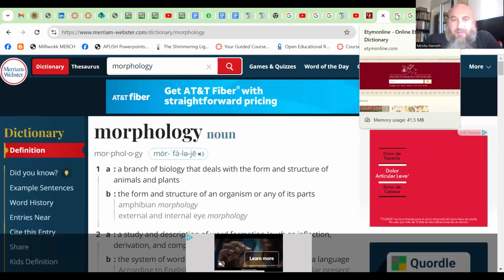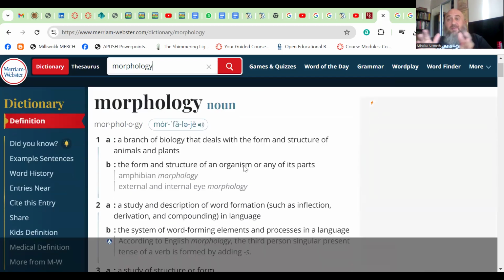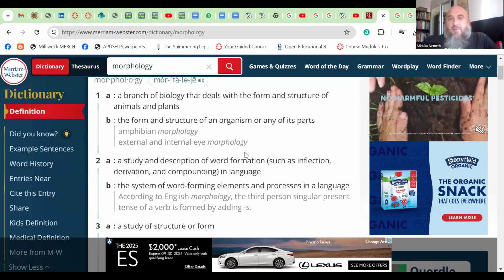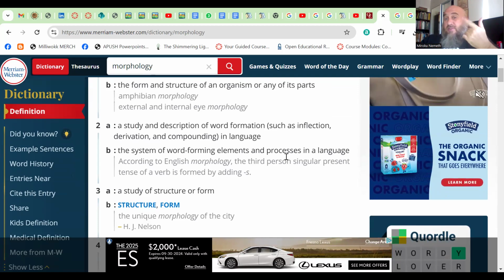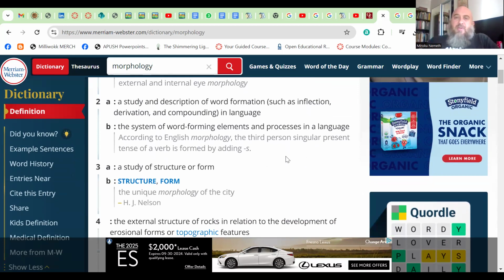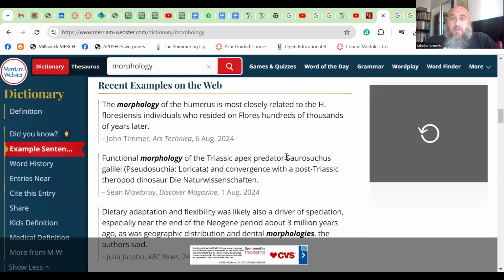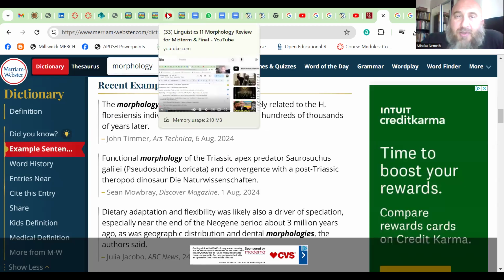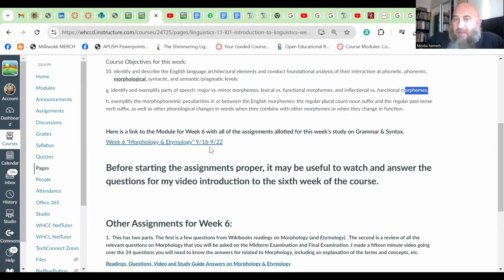There are a couple of good definitions here, in Merriam-Webster online, one of the sources I want you to use for looking up things. They give you how it's used in biology, and you will see it in other sciences. But in linguistics, it's the study and description of word formation such as inflection, derivation, and compounding in language. Inflection and derivation are important. Compounding is part of morphology, but one of many ways of word formation. Compounding is when you join two or more words to create a new word. Now we have our linguistic definitions, and I'll explain that very thoroughly in a minute.